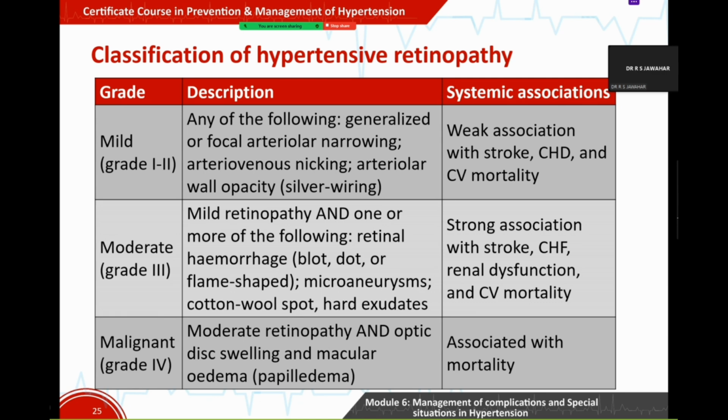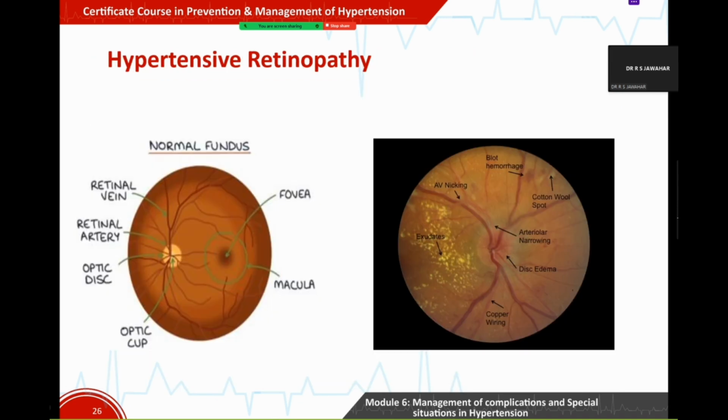So this retinopathy is very easy to diagnose. Definitely, at least once in a year or once in 3 to 5 years, one should be screened for the retina in all stage 3 hypertensive individuals.